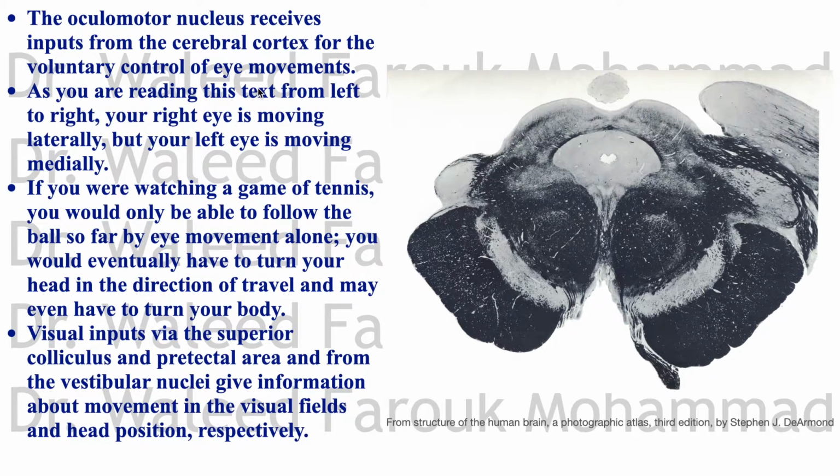The oculomotor nucleus receives inputs from the cerebral cortex for control, of course, of the eye movements. And you can observe that while reading the text in this lecture. For example, you move the eyes from left to right, meaning that the right eye is moving laterally while the left eye is moving medially, so this needs coordination. This is accomplished by the control of the eye movements. And also, if you're watching a game of tennis, you follow the ball with your eyes, with your head, and sometimes with your body as well. This means that there is a coordination between the eye movements and the movements of the neck.